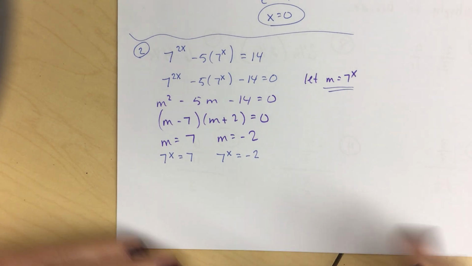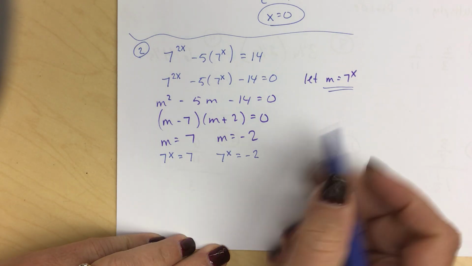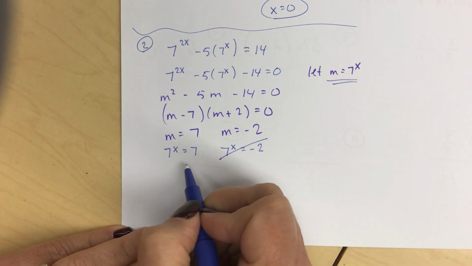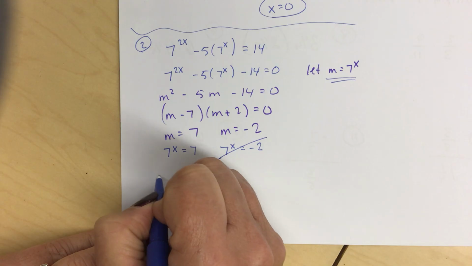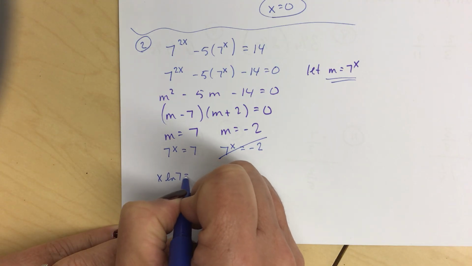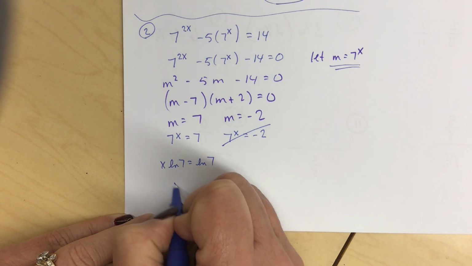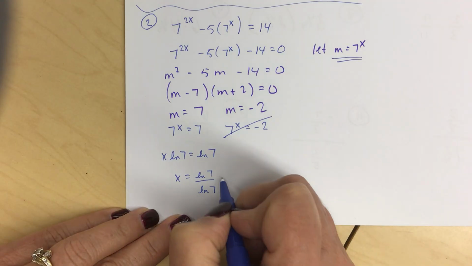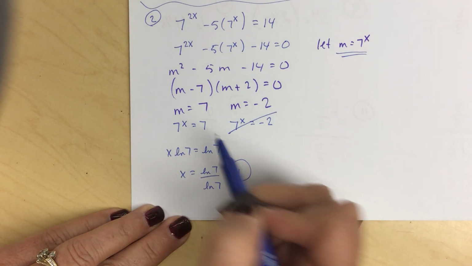Well, this is nice because it came out to be a negative number, and I cannot take 7 to any power and get a negative, so I can just throw that out. Then this side you should be able to do in your head probably, but if not, follow the rules. So x ln 7 is equal to the ln of 7, and then if you divide, you're going to get 1. ln 7 divided by ln 7, and that equals 1. And then you're like, oh yeah, 7 to the first power would have been 7. I could have done that.